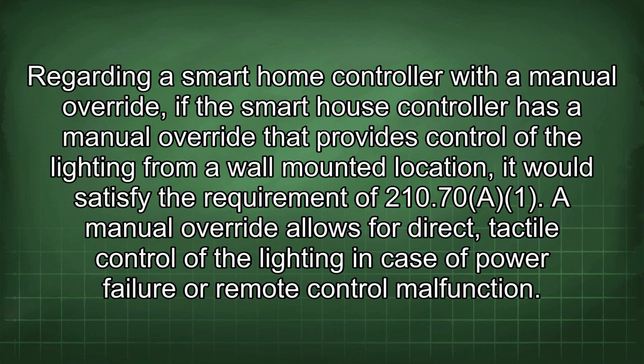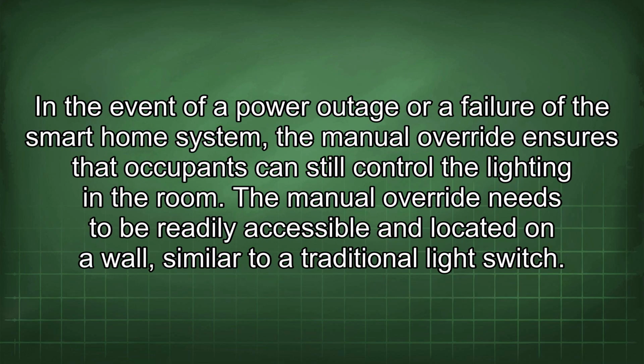Regarding a smart home controller with a manual override, if the smart house controller has a manual override that provides control of the lighting from a wall-mounted location, it would satisfy the requirement of 210.70. A manual override allows for direct tactile control of the lighting in case of power failure or remote control malfunction. In the event of a power outage or a failure of the smart home system, the manual override ensures that occupants can still control the lighting in the room. The manual override needs to be readily accessible and located on a wall similar to a traditional light switch.